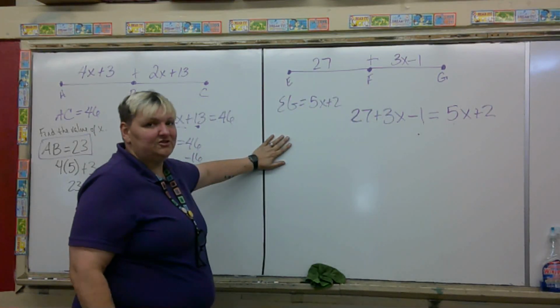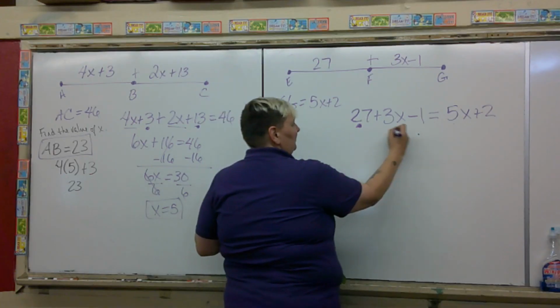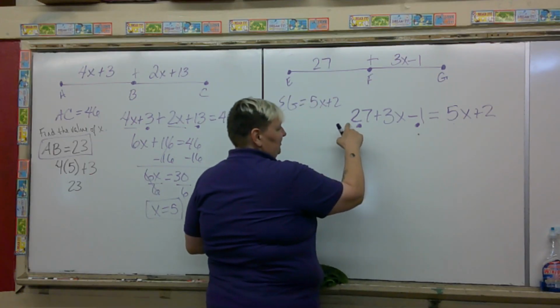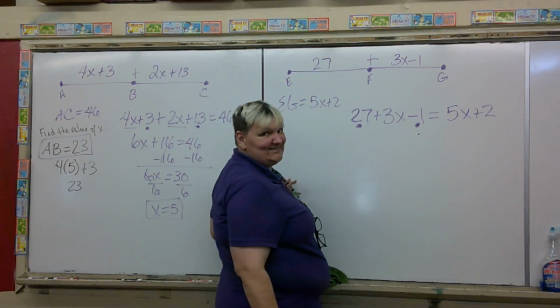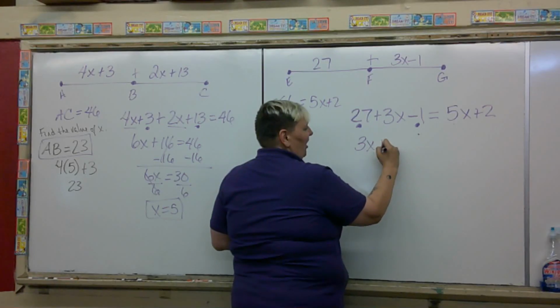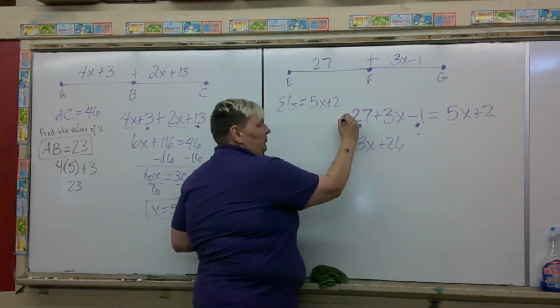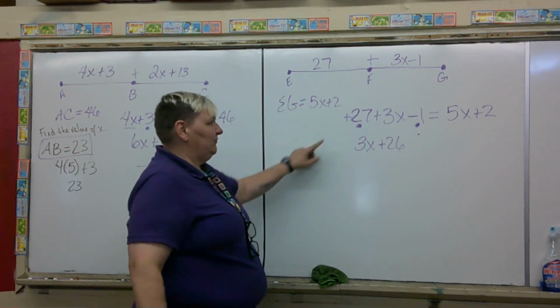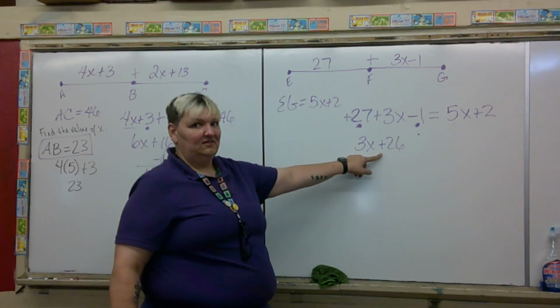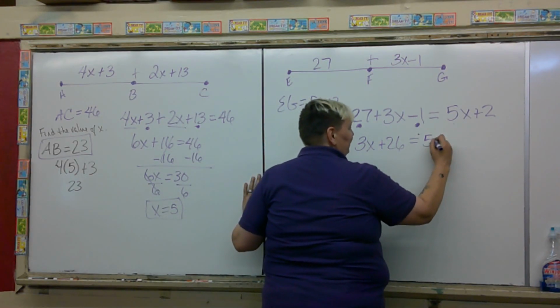You still start by combining your like terms. Constant, constant. 27 minus 1 is 26. So bring down your 3x. You have a positive 26. Don't forget your plus sign. There's an invisible plus sign right there. Make sure it comes down. Otherwise you'll be very confused. Equals 5x plus 2.